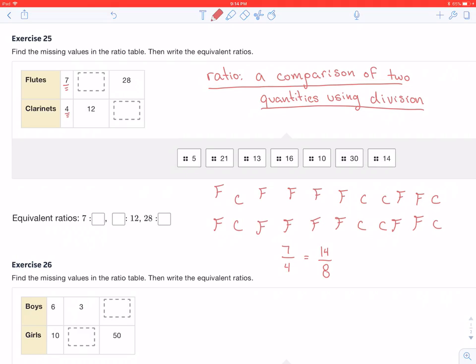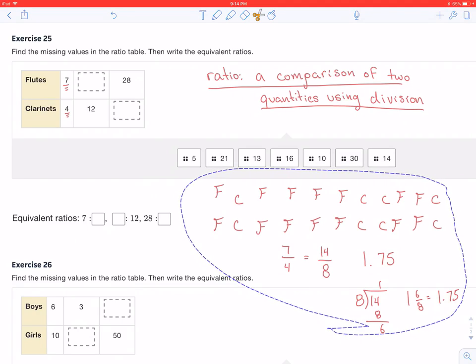Now the thing about ratios is that they have to be equal. So if I were to divide out 7 divided by 4, I would get 1 and 75/100ths. And 14 divided by 8, if I were to divide that out, I would get 1 and 6/8, and then 6/8 simplifies to 3/4, which is still 1 and 75/100ths. So my ratios also have to be equal to one another.